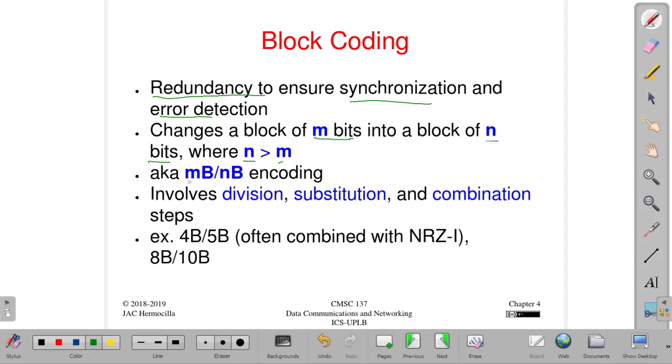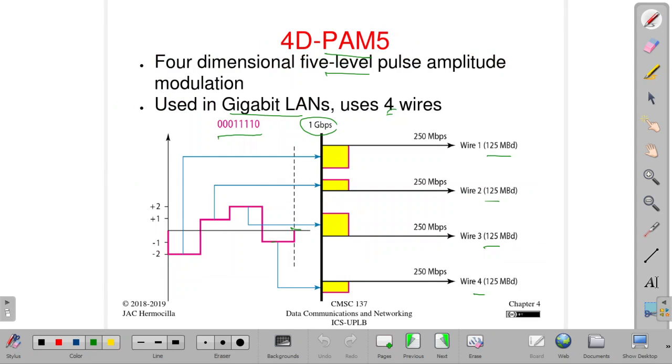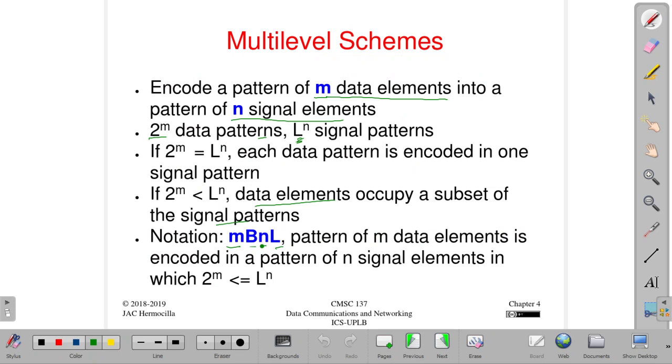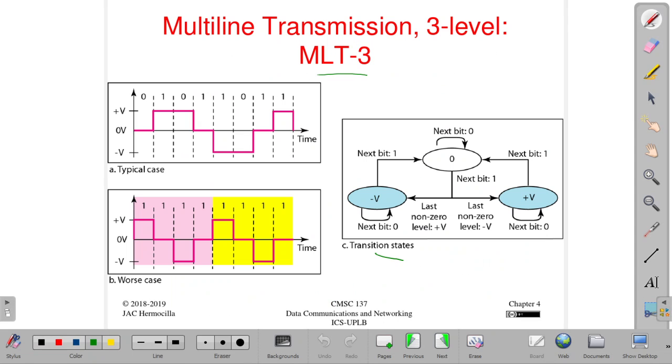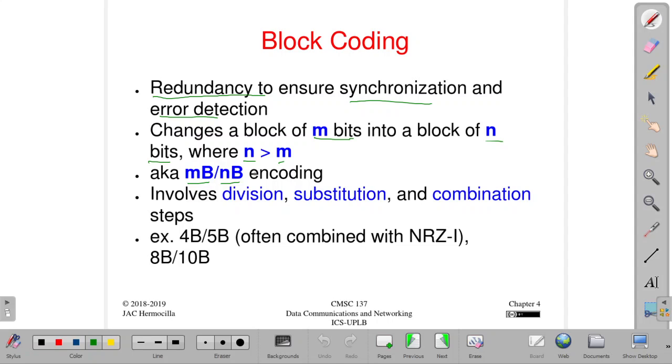The notation is MB/NB. So you might think of this as very similar to the multi-level scheme, but this is a different approach. So in the block coding, we have division, substitution, and combination steps. And in this discussion, we're going to look at 4B/5B and 8B/10B.